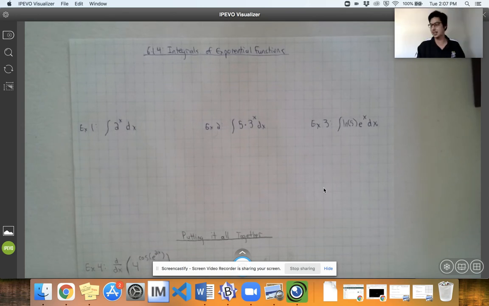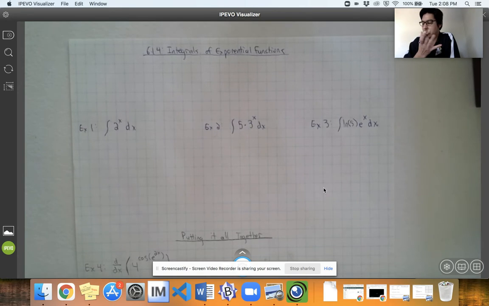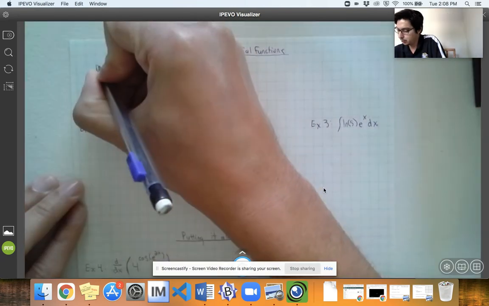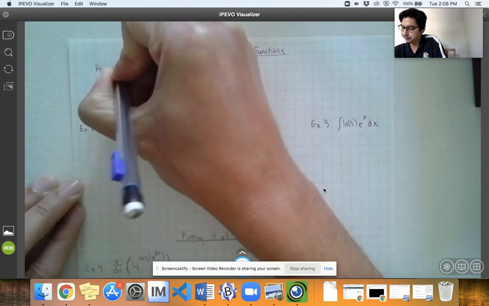So we are on to 6.14, where we just talked about practicing the derivative of exponential functions, and now this is going to talk about how you do the integral of exponential functions, because you always want to be able to do both, because those are the two main pillars of calculus. So, a quick little recall before we get into some examples.